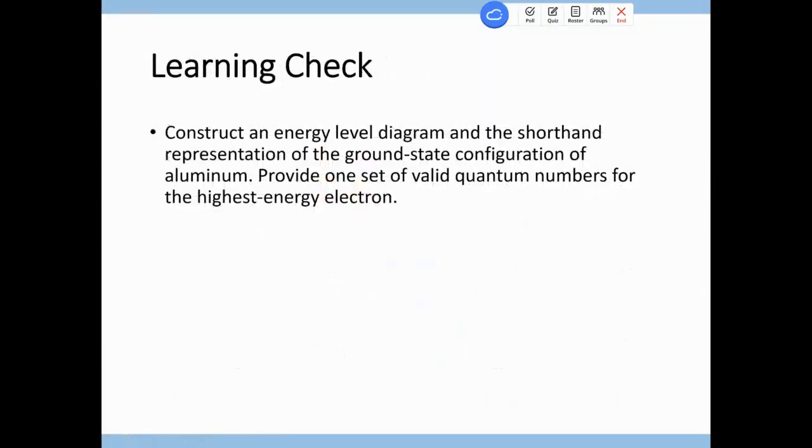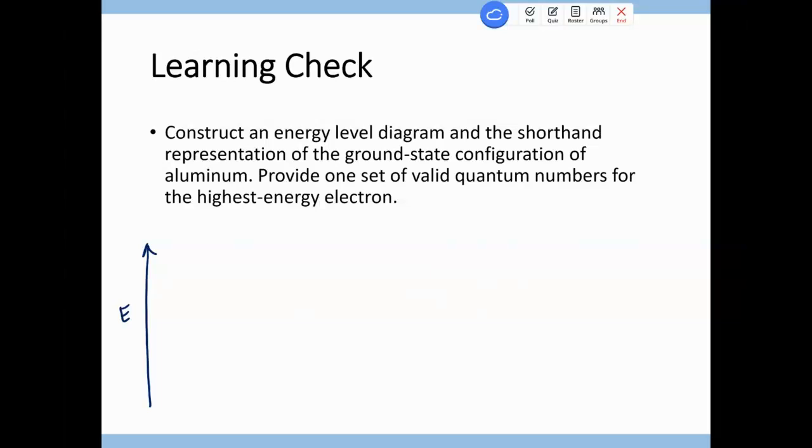All right, let's work on this learning check. It's not an iClicker; the next one will be an iClicker. So we are constructing an energy level diagram. That means we'll have an energy level scale and write the shorthand representation of the ground state configuration of aluminum.